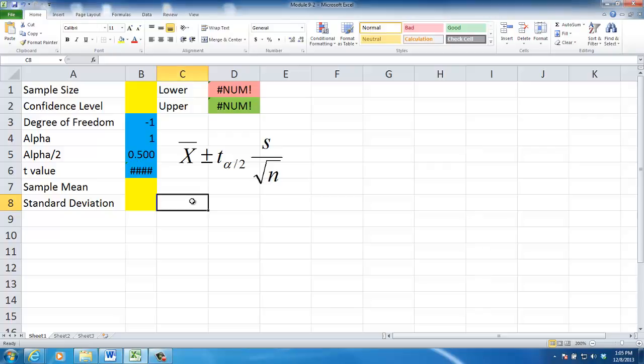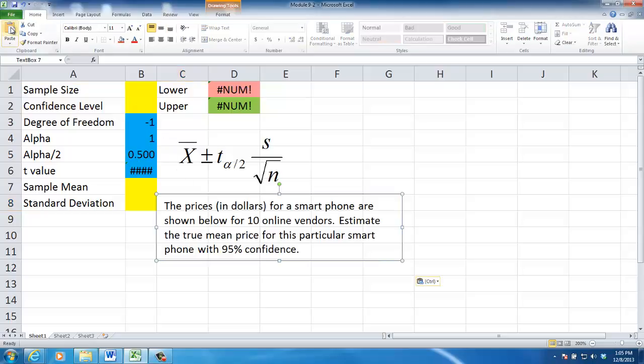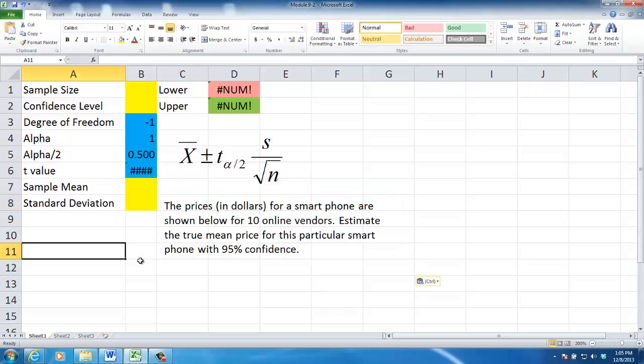We need to use Excel module 9-2 to solve this problem. We put the problem here. As you can see here, the standard deviation of the population is not known. We can only find the standard deviation of the sample, and the sample size is less than 30. Now let me bring the data here.